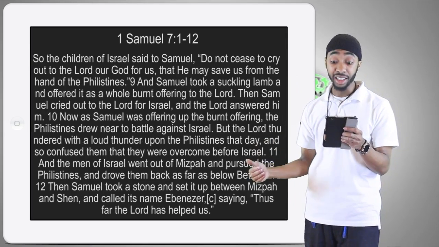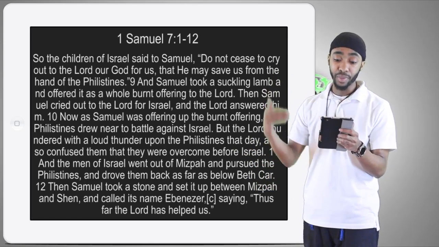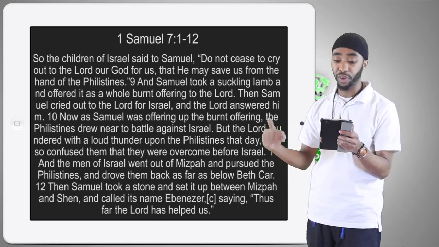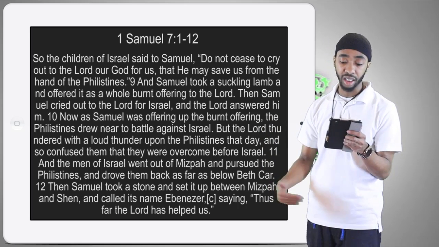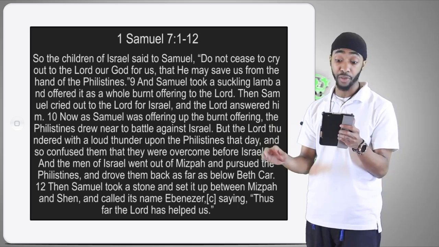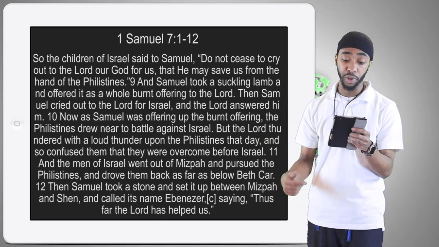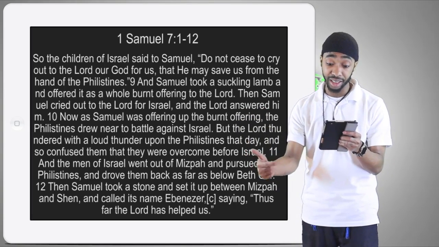So the children of Israel said to Samuel, "Do not cease to cry out to the Most High, our Elohim, for us, that he may save us from the hand of the Philistines." And Samuel took a suckling lamb and offered it as a whole burnt offering to the Most High. Then Samuel cried out to the Most High for Israel, and the Most High heard them. Now Samuel was offering up the burnt offering. The Philistines drew near to battle against Israel.